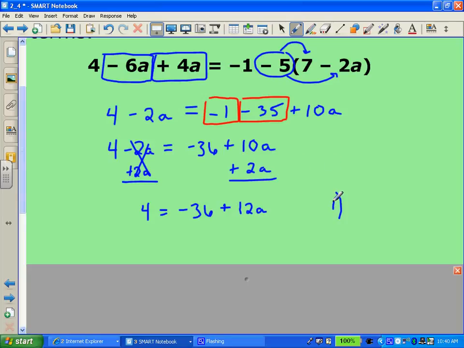Now we're to a two-step equation. What's happening to a? Well, it's being multiplied by 12 and subtracted by 36. I went with the sign in front of the 36. So to undo that, I have to add 36. So let's do that.